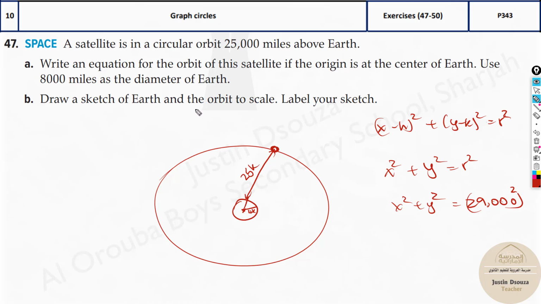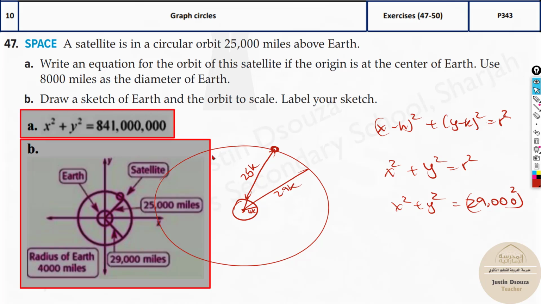Part B is to draw a sketch of the Earth and the orbit to scale. Label your sketch. Okay. So you need to just take a scale. Say I'll take 5,000 miles as 1 centimeter. Draw a 5 centimeter line. Draw a radius. And over here it should be nearly 1 centimeter line. Draw a radius. Just a rough figure is enough, you know. Draw 2 circles. This is 4,000. This is 25,000. And that's it. The total radius over here, that would be 29,000. And let's just see the sample answers.